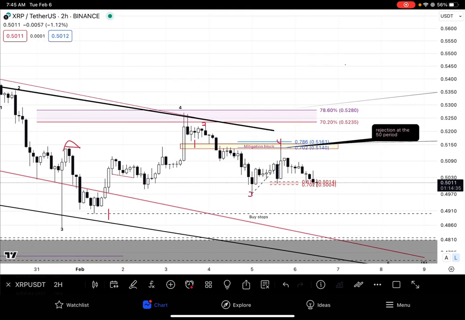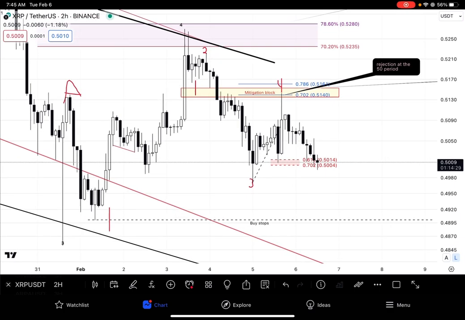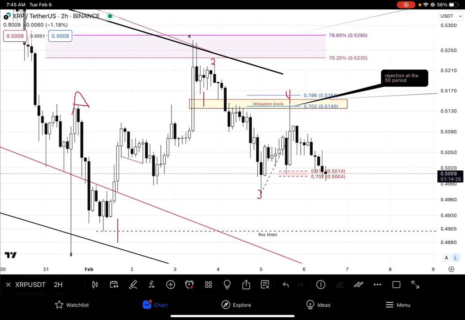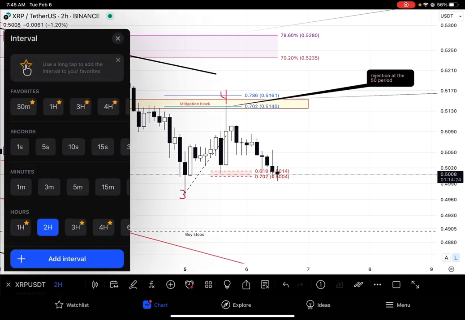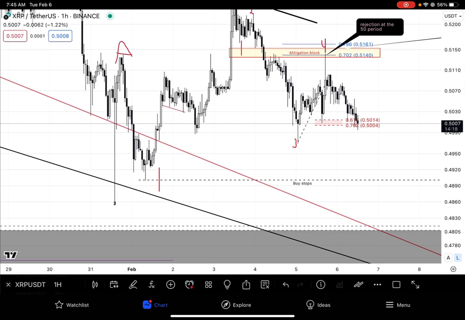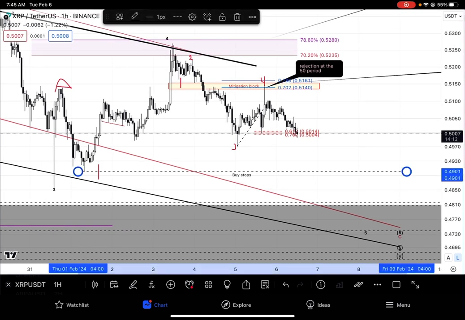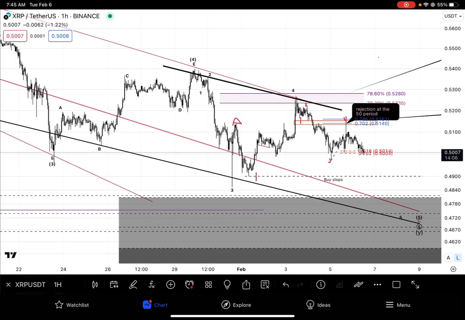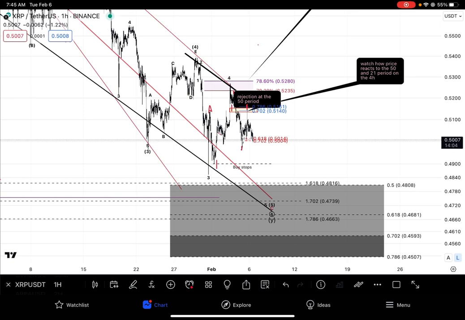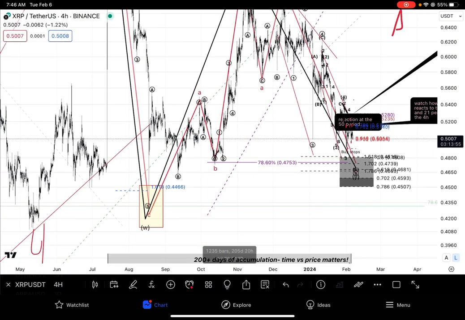Okay, so it looks like we are making our way down here. Our subwave 4 of our wave 5 came up to the mitigation block, or the 70.2% fib. And now we're seeing a continuation to the downside. I think we're only due for one last leg. So I think we're going to take out these buy stops here at 49 cents. I think there's a lot of inefficiency down there. And then we're going to reach around the 47 to 45 cent region. After hitting that region, let's see what it looks like.